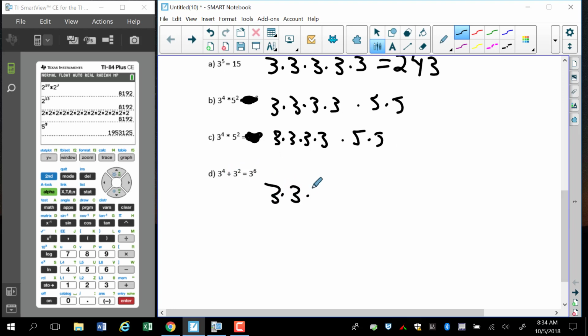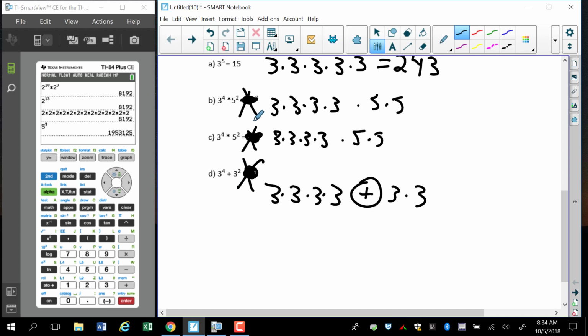If you think about this, it doesn't make sense. This is 3 powers of 3 plus 2 powers of 3. So we can't add the exponents. This, again, does not work.